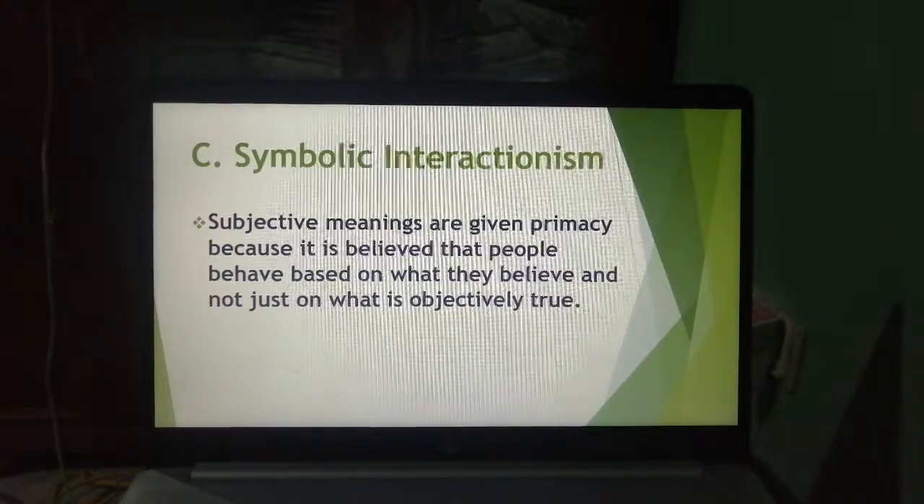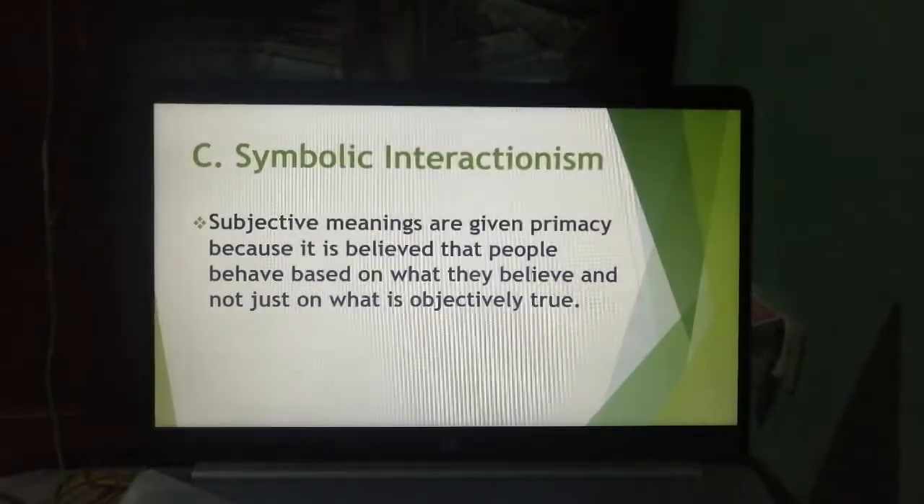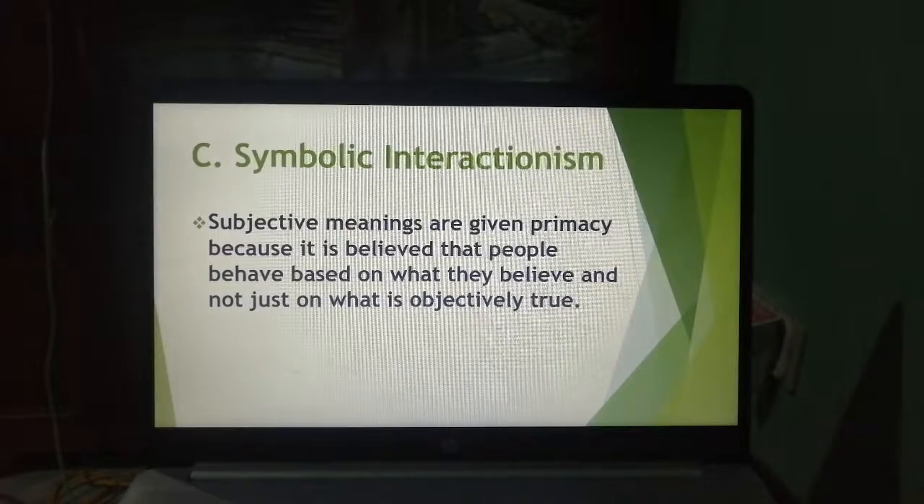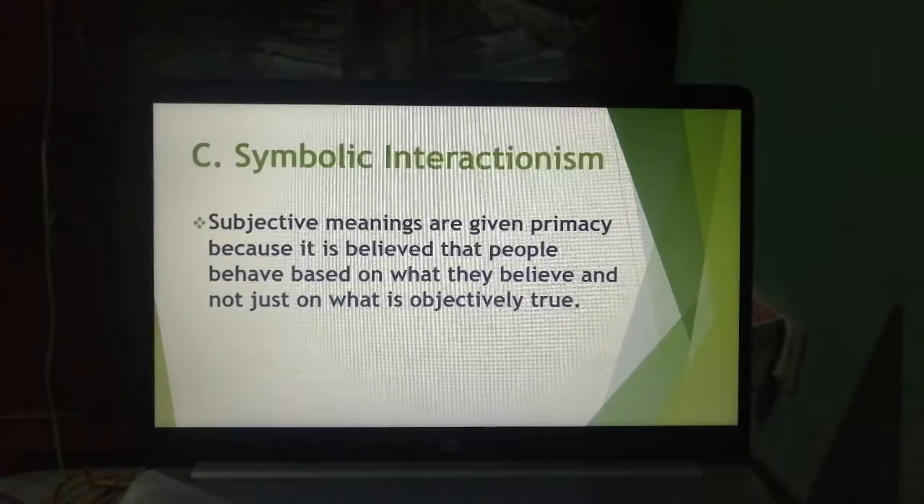Thus, society is thought to be socially constructed through human interpretation. People interpret one another's behavior, and it is this interpretation that forms the social bonds. These interpretations are called the definition of the situations.